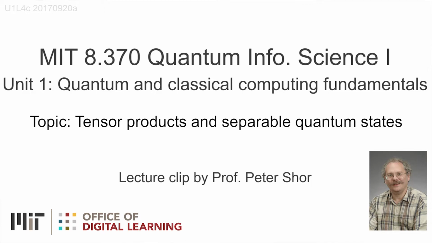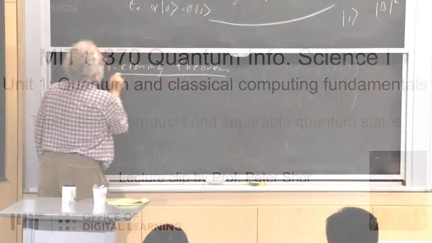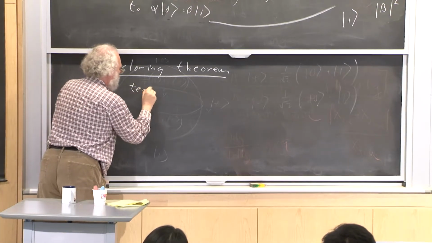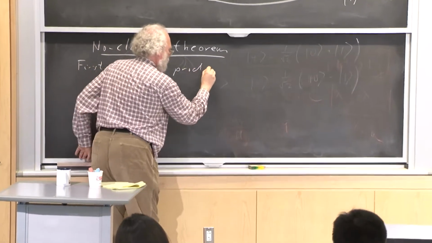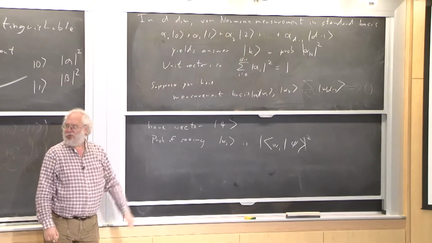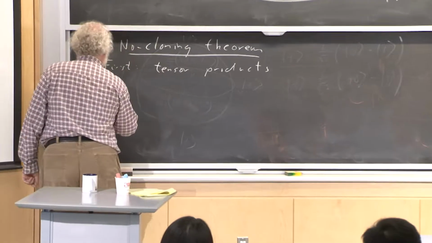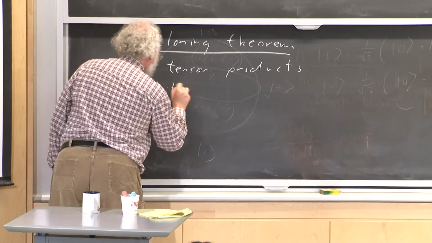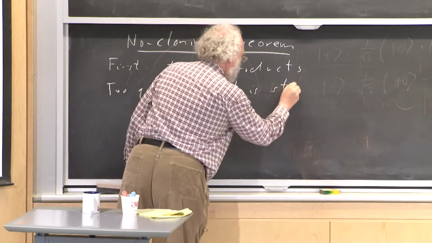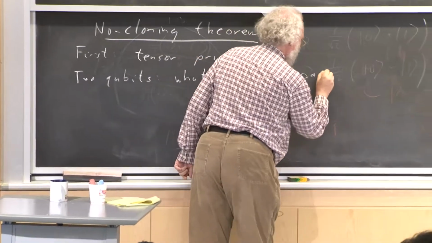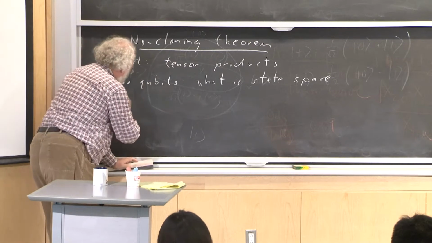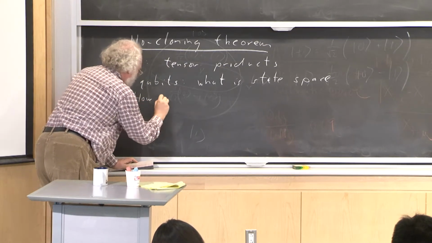Okay, so the first thing I want to do before I get to the no cloning theorem is talk about tensor products. So suppose we have 2 qubits. What is the state space? Well, let's think, what is a basis for the state space? How many distinguishable states can you find?